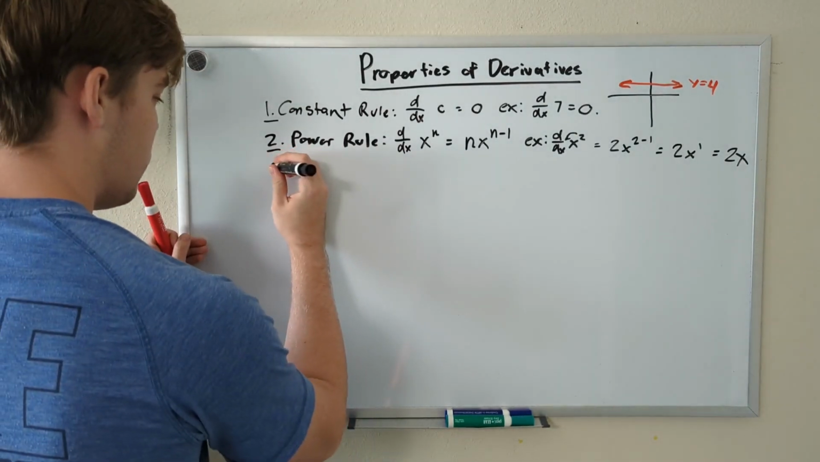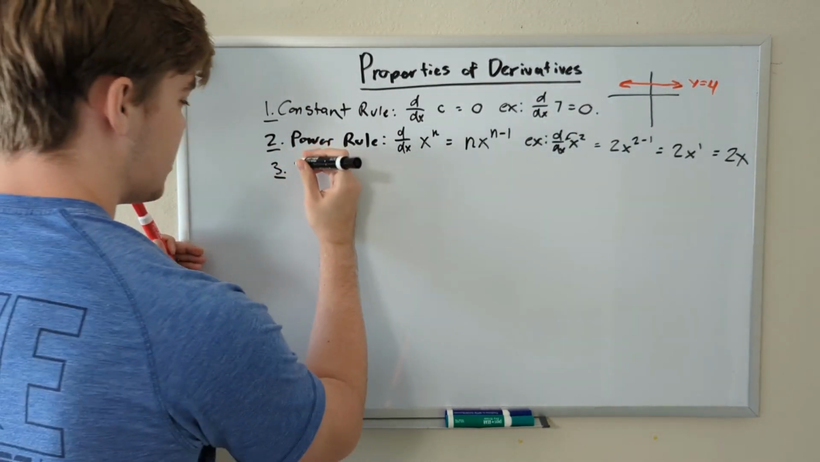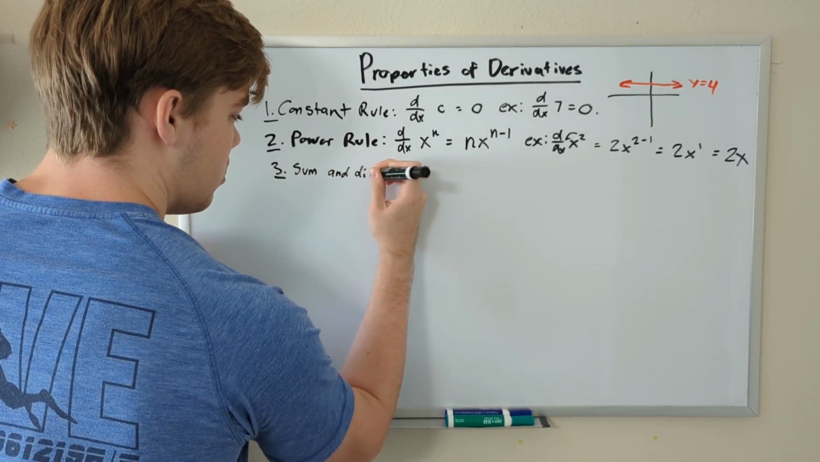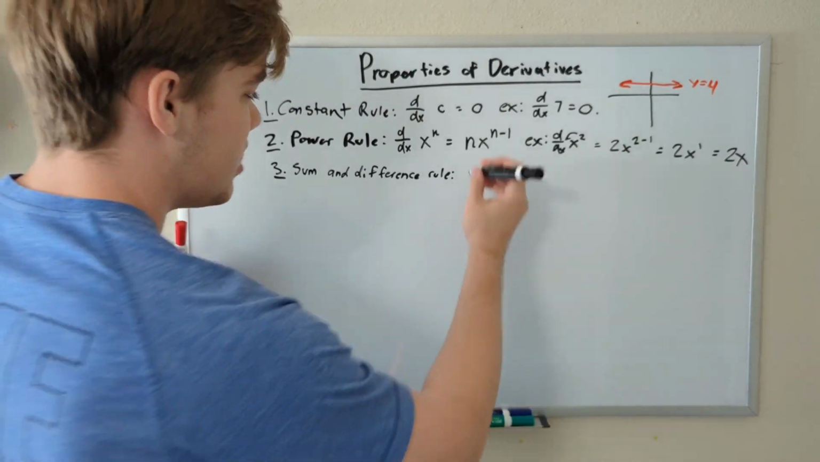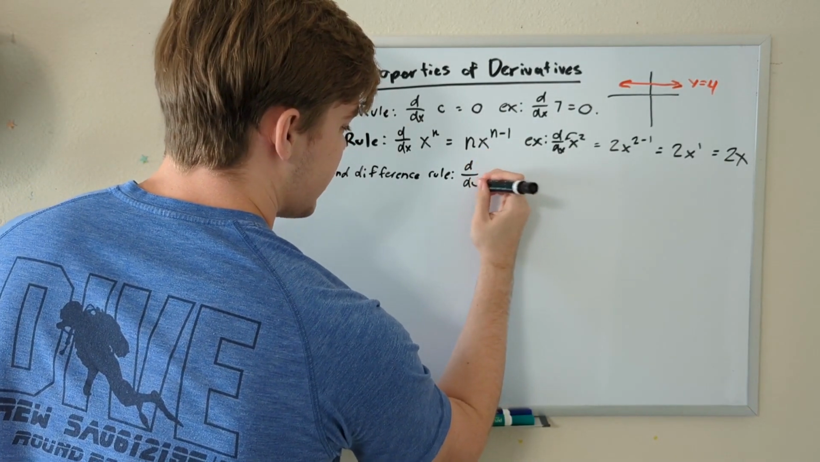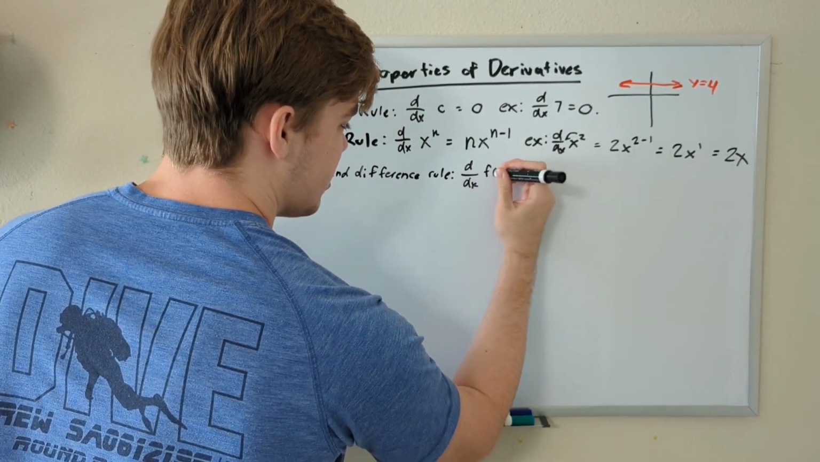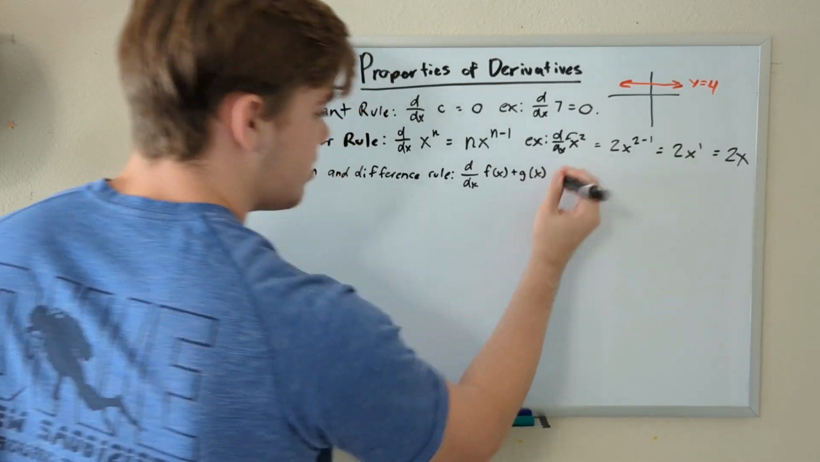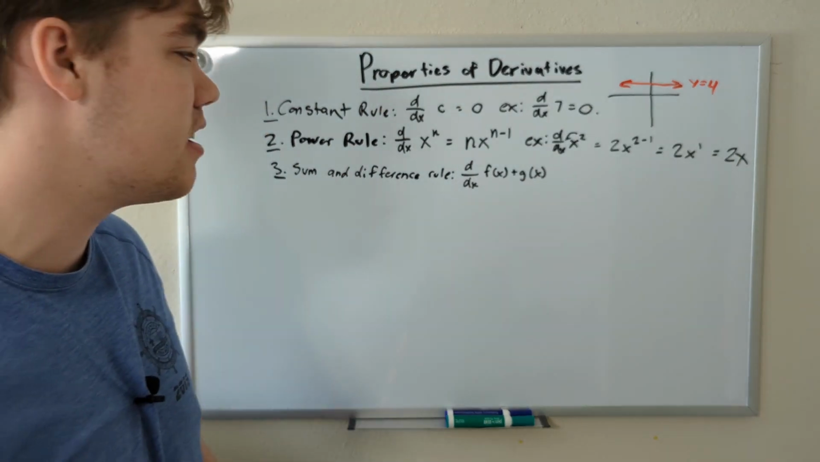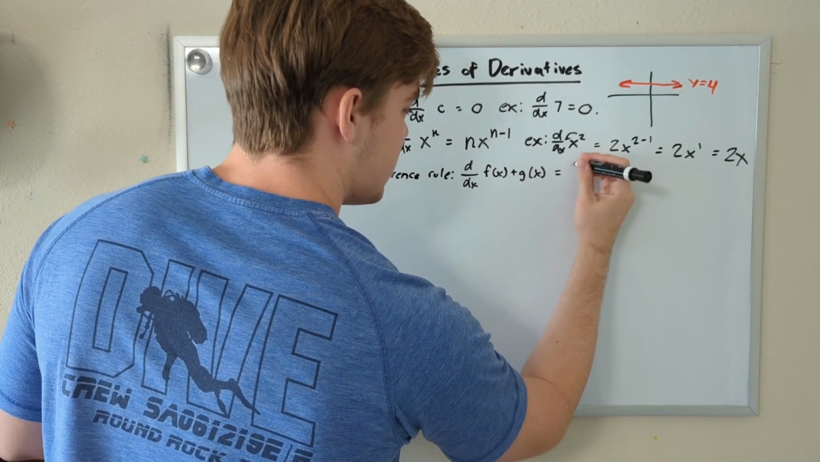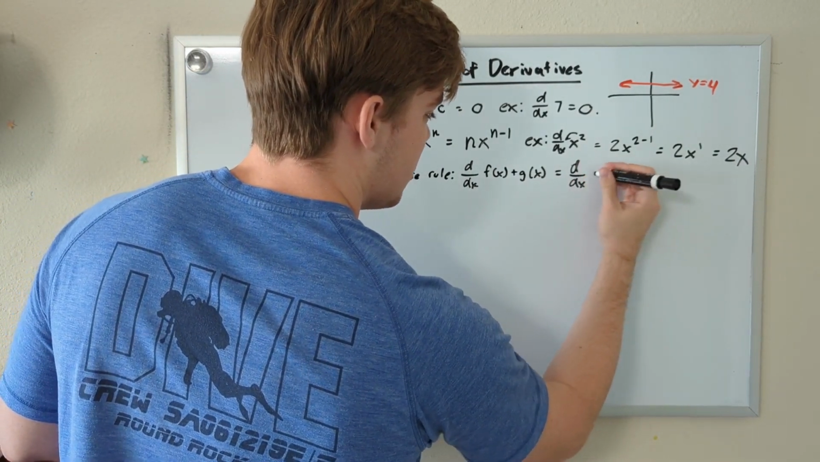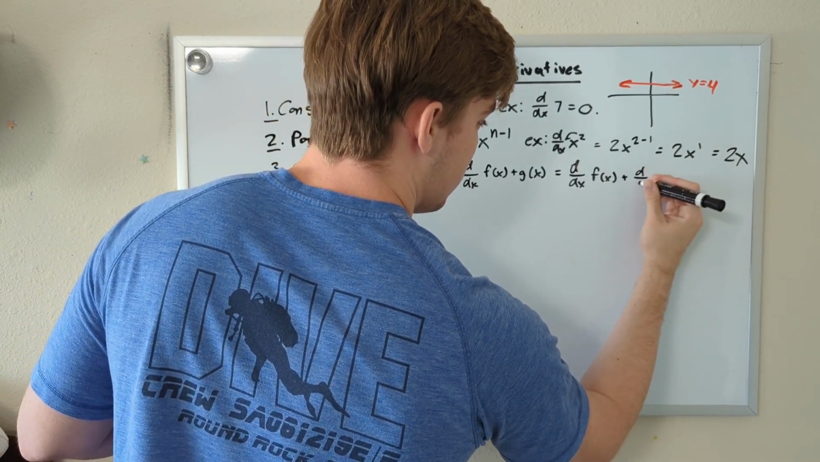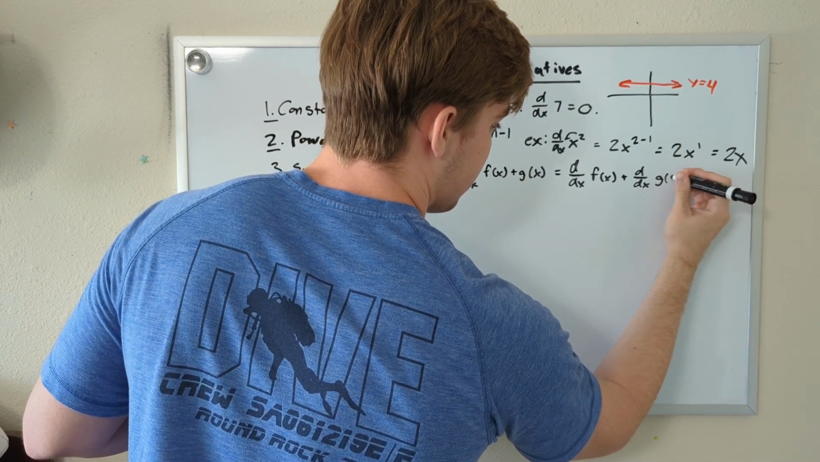The third rule is actually 2 rules, but they're basically the same thing, the sum and difference rule. So the sum and difference rule states that the derivative d over dx of f of x, or whatever variable is in here, plus another function g of x, just 2 different functions being added together, is the same thing as the derivative d over dx of f of x plus the derivative of g of x, the other function.